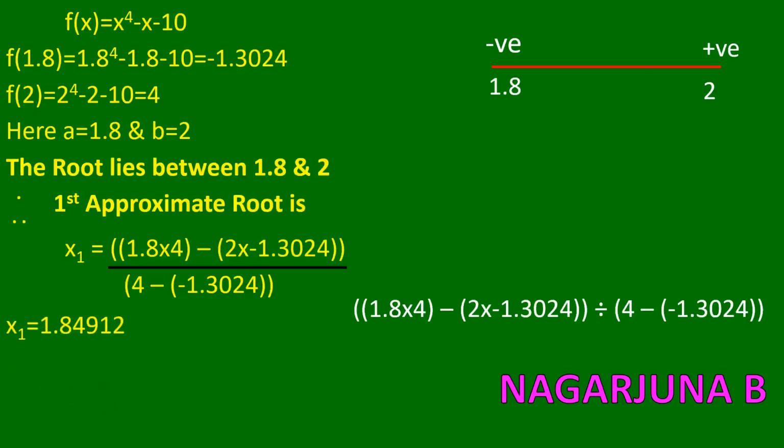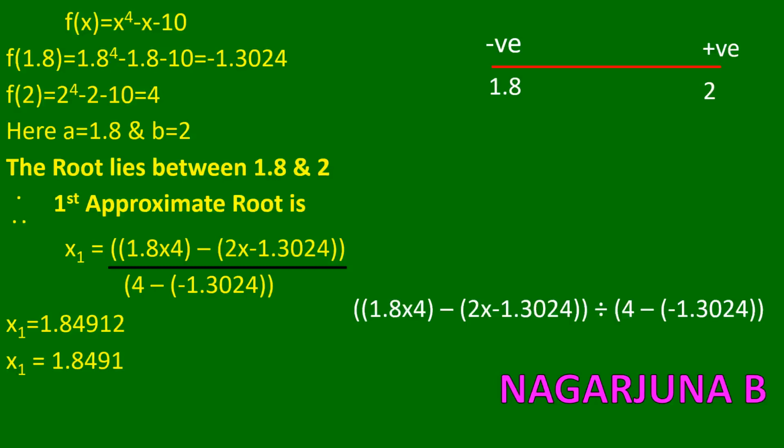This will give an answer, and that answer is 1.84912. So round this off to 4 digits after the decimal point. Since the truncating digit is 2, which is less than 5, there is no need of altering the previous digit, therefore we can write x1 is equal to 1.8491.